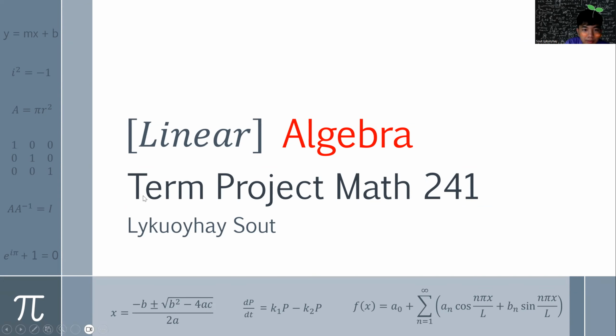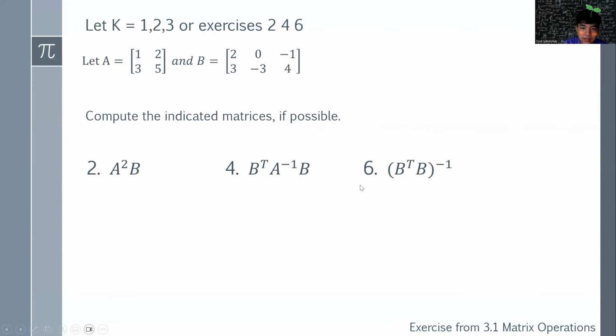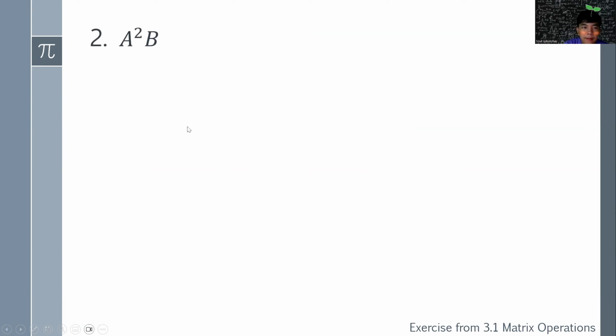Okay, hello sir. So today I'm doing term project MAP 241 and my topic is Chapter 3 review questions, just like Sigma. I'm going to do 10 questions, starting from 2, 4, 6 until 20. The first three, 2, 4, and 6, have the same matrices A and B. A is a 2 by 2 and B is a 2 by 3 matrix. And to compute the indicated matrix, if impossible.